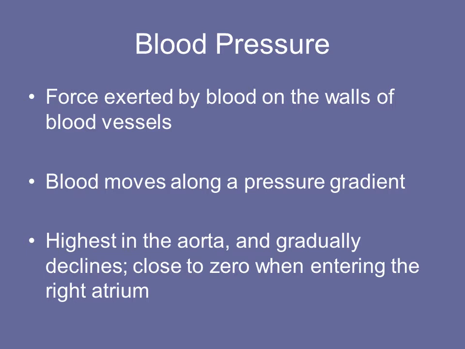Blood pressure is the force of the blood on the walls of the blood vessels themselves. The blood is moving along a pressure gradient, meaning it moves from a high pressure area to low pressure. The pressure is highest in the aorta just as the blood leaves the heart, and then the farther away you get from the heart, it gradually decreases. By the time it gets back to the right atrium, it's almost at zero.